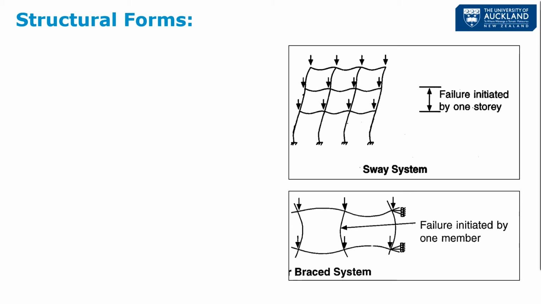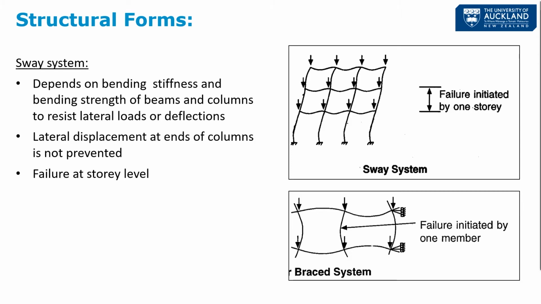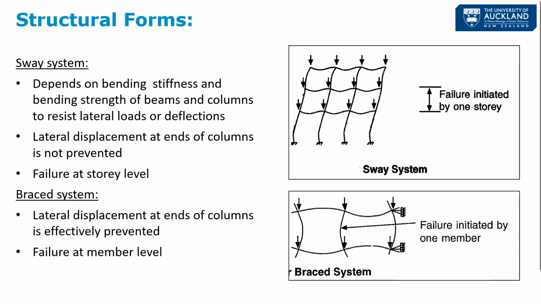So there are two main structural forms, one being a sway system and one being a brace system. With a sway system, it's really the bending capacity and the rotational stiffness of the columns and the beams, which resist deflections. The columns are not restrained, so they're effectively allowed to sway, and failure will happen at each story. In a brace system, the column ends are effectively pinned and restrained, and they can't move side to side, and then failure is going to be at a member level.